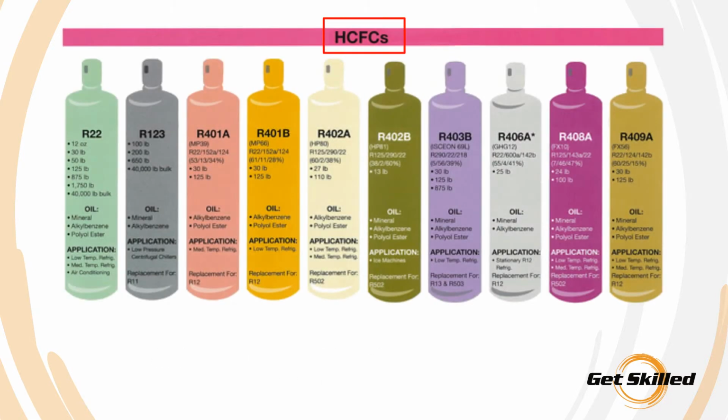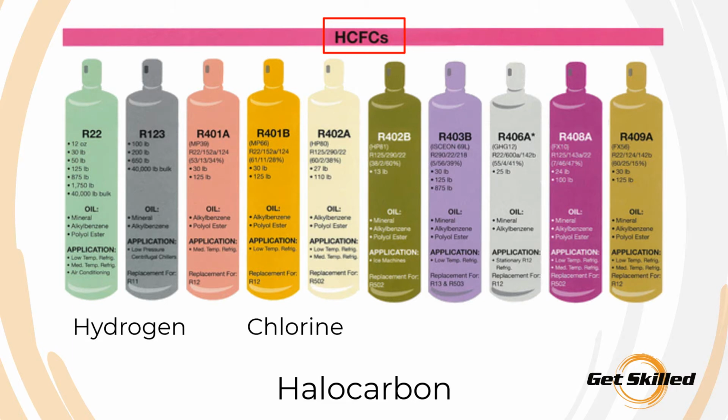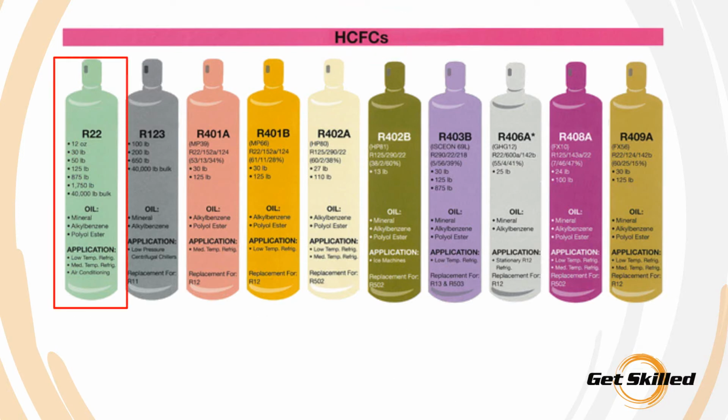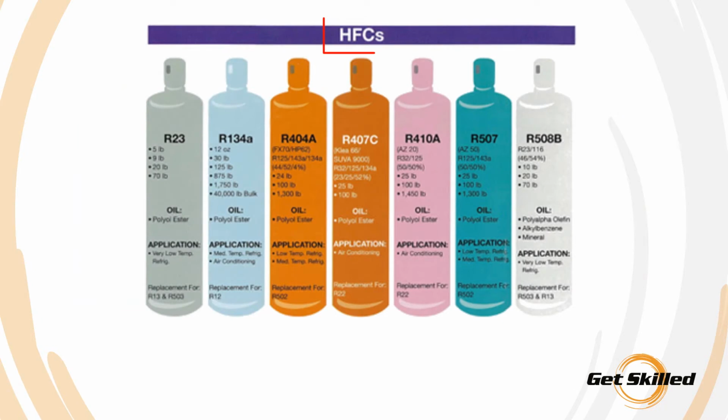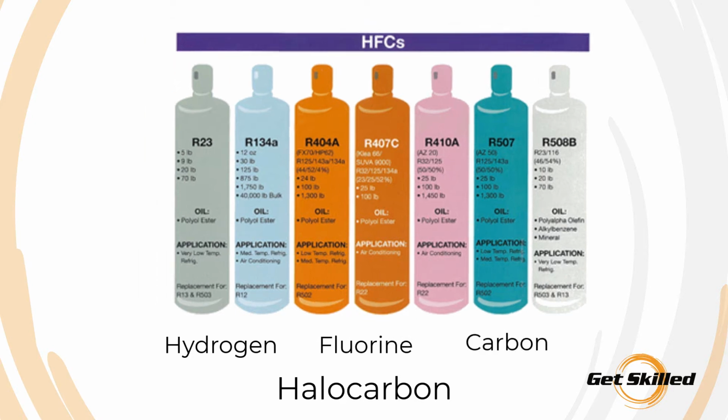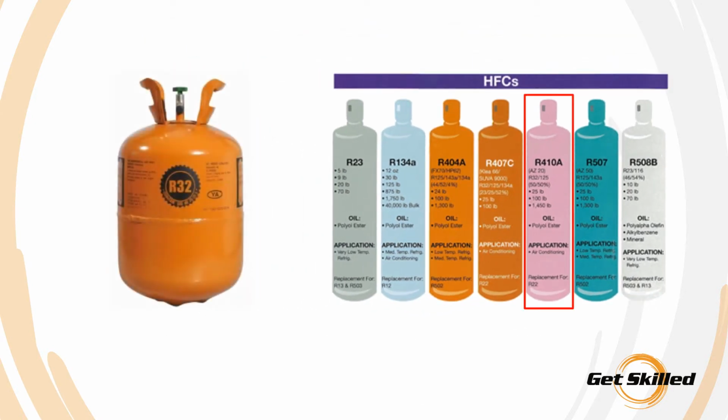A HCFC is a halocarbon containing hydrogen, chlorine, fluorine, and carbon. R22 is an example of a HCFC. A HFC is a halocarbon containing only hydrogen, fluorine, and carbon. R410A and R32 are examples of HFCs.